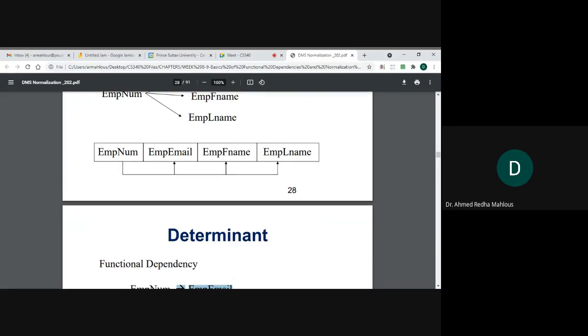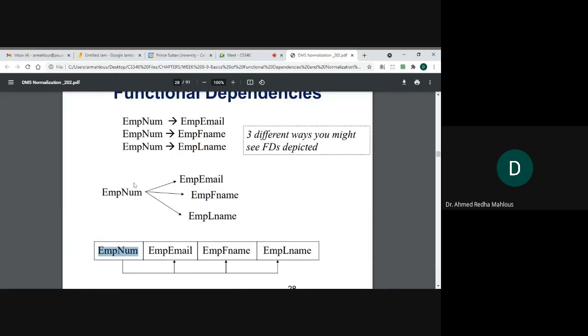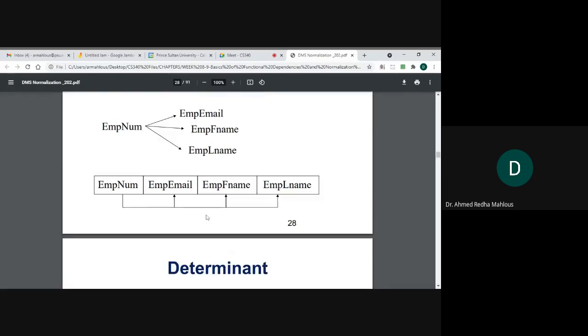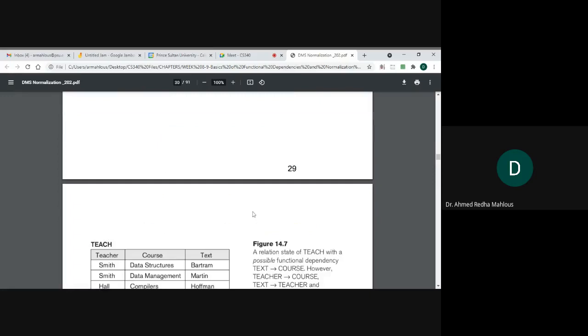That means if I know the employee number, I can tell you what his email is. If I know the employee number, I can tell you what his first name is. By knowing the employee number on the left-hand side, I can tell you exactly what the employee last name is. So these are what are known as functional dependencies, and this is the way we are going to do the notation.